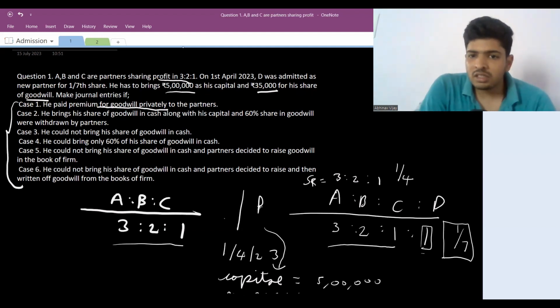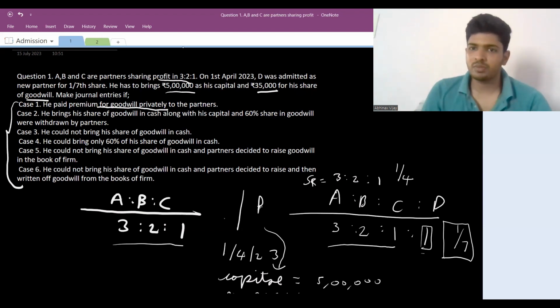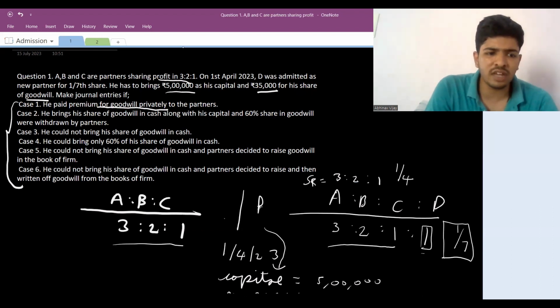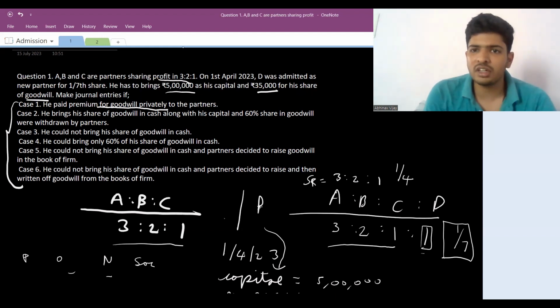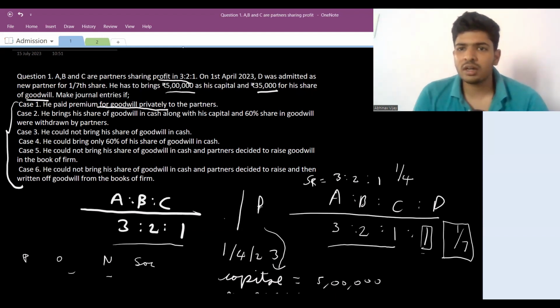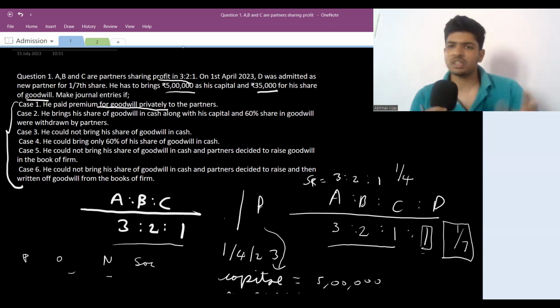But this direct calculation of new profit share and sacrificing ratio can only be done in such specific cases where such criteria is satisfied. If not, then do the normal method. We have done it hundreds of times. We write partners, then we write old ratio, then new ratio, then we have sacrificing ratio, then we do all the different small calculations, and we find the old ratio, new ratio, and sacrificing ratio. That will take 3 minutes additionally.